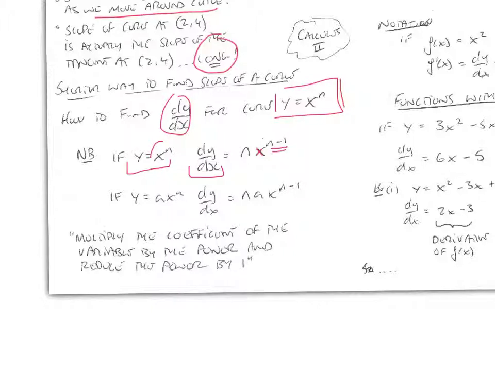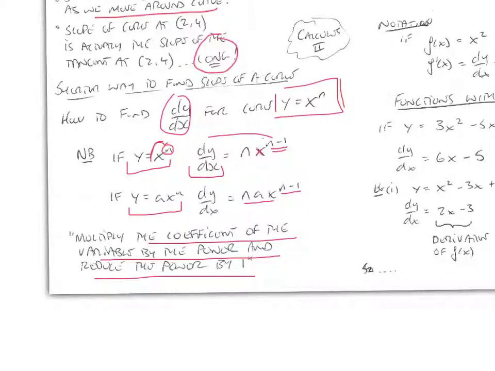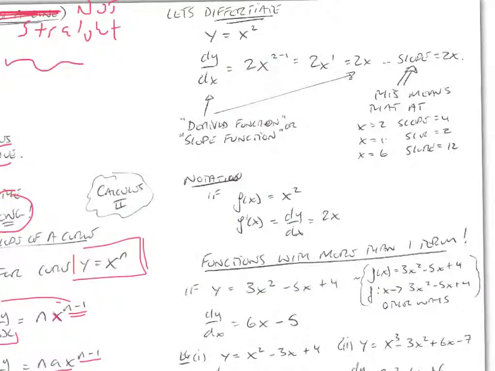So if y was equal to a x to the n, dy/dx is n times a x to the n minus 1. So we multiply the coefficient by the power, and we take 1 from the power. So we multiply the coefficient of the variable by the power and reduce the power by 1. You'll get it with practice. So let's have a go at differentiation.